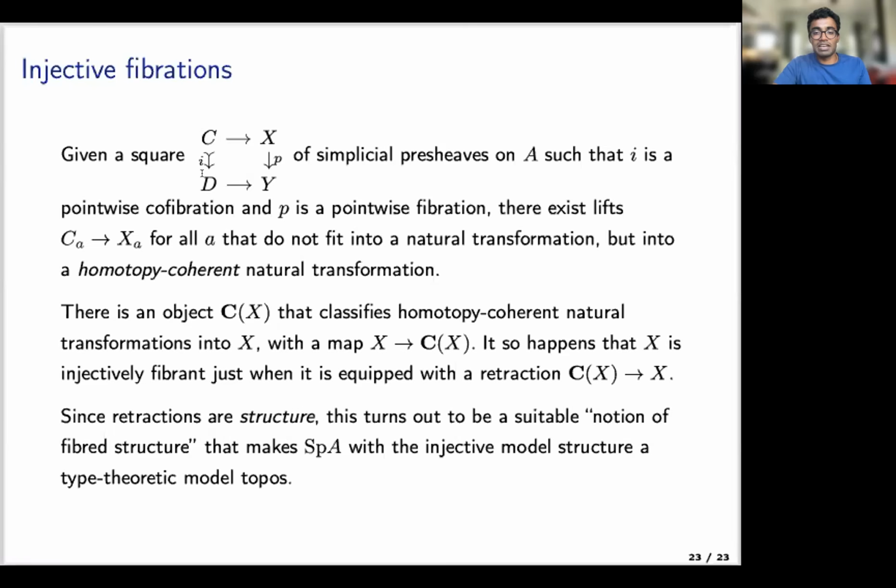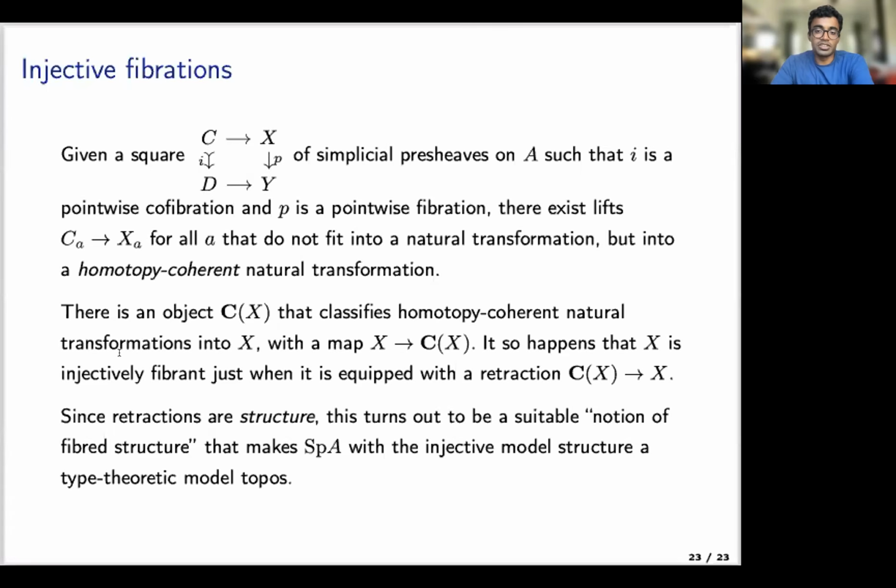So on the left, we have a cofibration that's a weak equivalence, so pointwise a cofibration and pointwise a weak equivalence. And on the right, we have a pointwise fibration. Then pointwise, we have a lift of the square. That is, we have lifts CA to XA for all little a in A. But these, however, don't fit into a natural transformation.